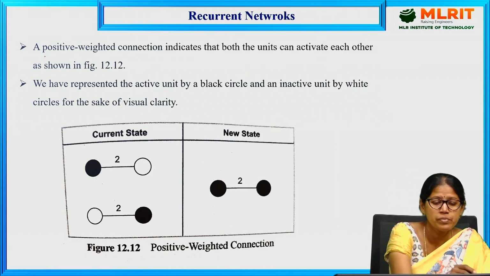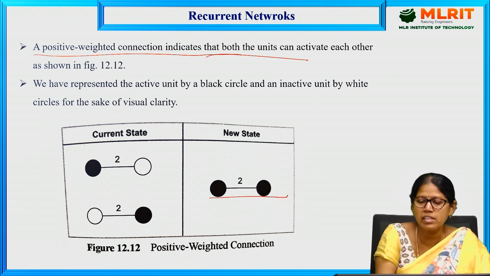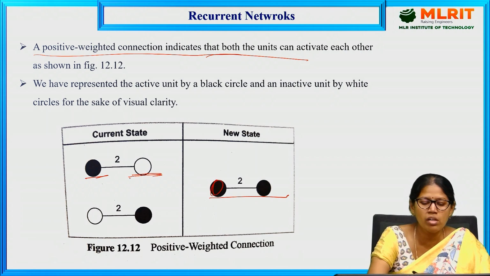Let's see, a positive weighted connection indicates that both units can be active like this, or one is inactive and another one is in inactive mode. The black is in active mode and the light circle is inactive mode.